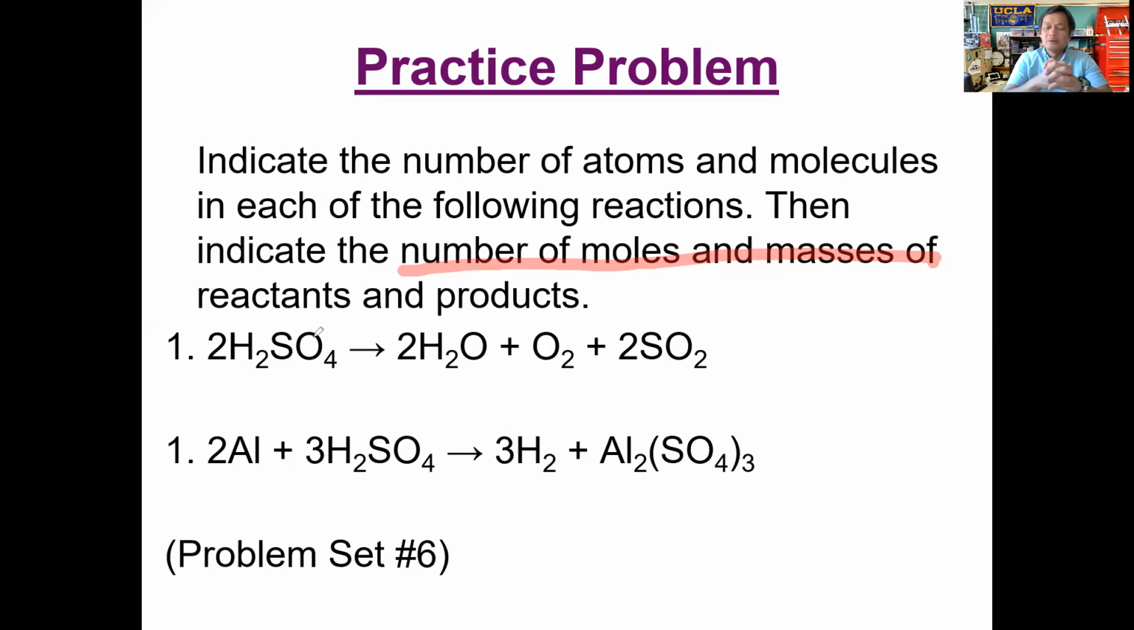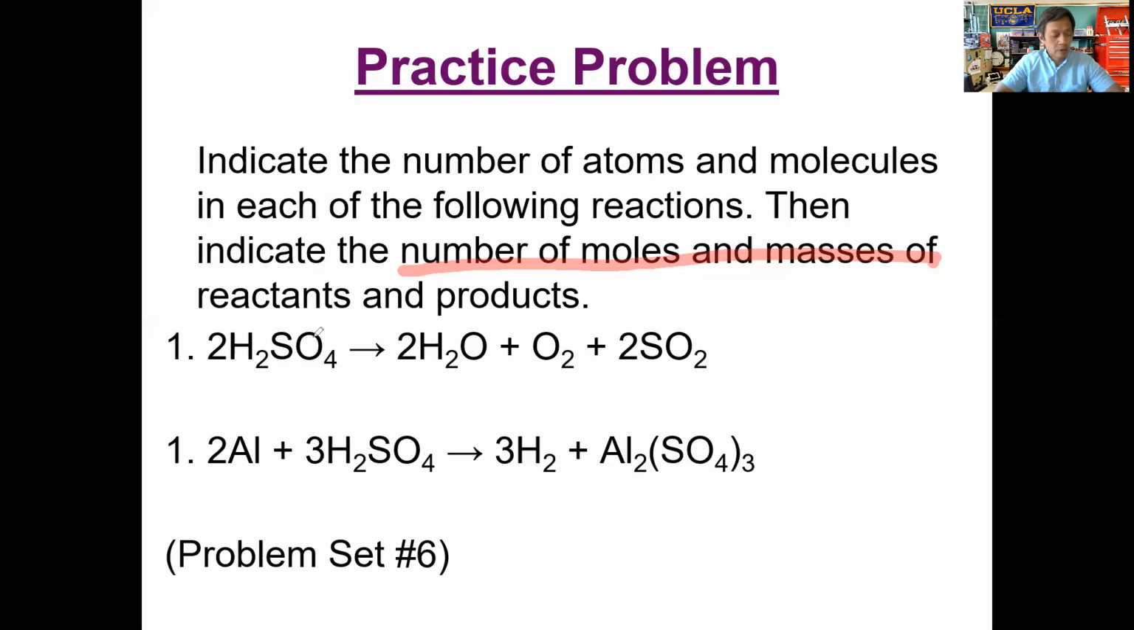However, when it comes to masses, we have to do a simple calculation first. The reason we want to obtain the masses is because we cannot measure out moles. We definitely can't measure out single individual atoms and molecules, and we can't measure out moles. There's no instrument that we can use to measure out moles. So we have to convert the coefficients, the number of moles, into masses.